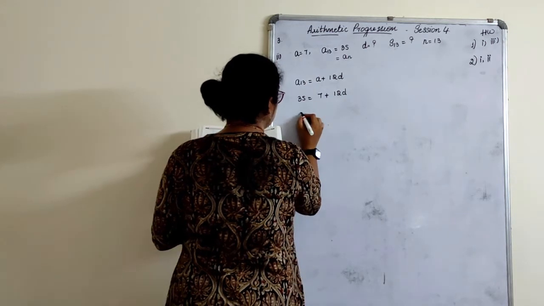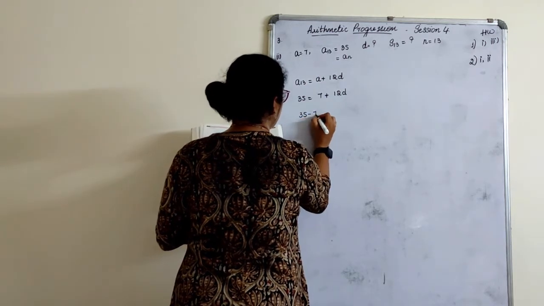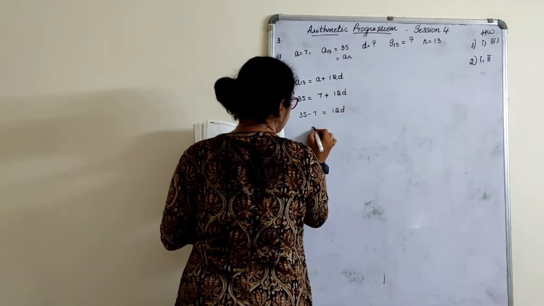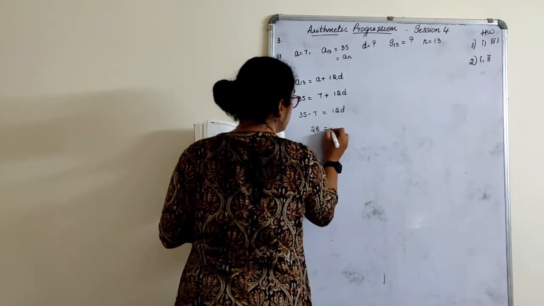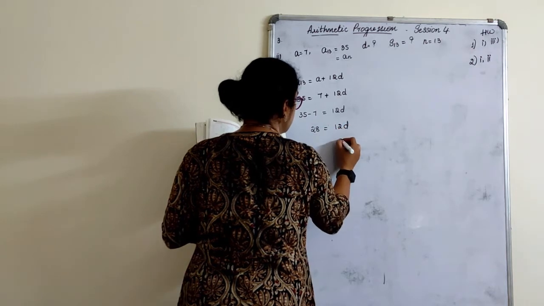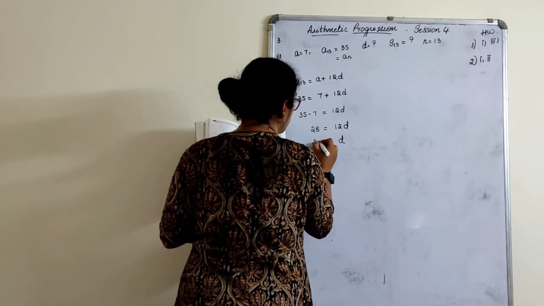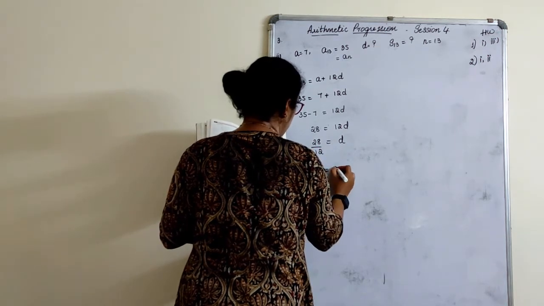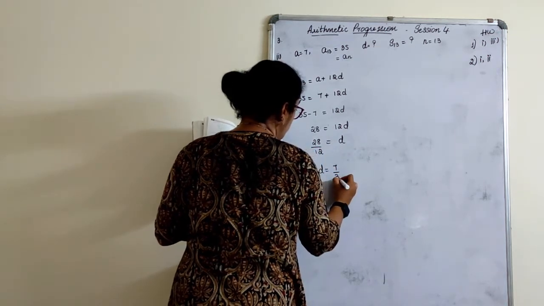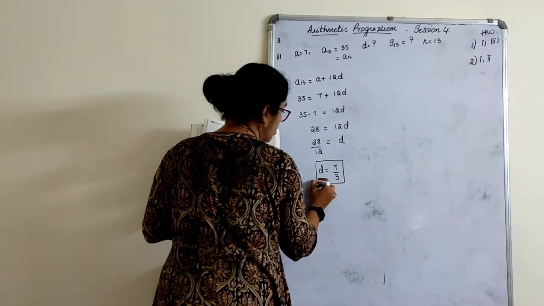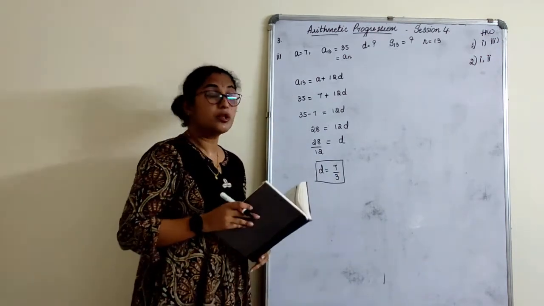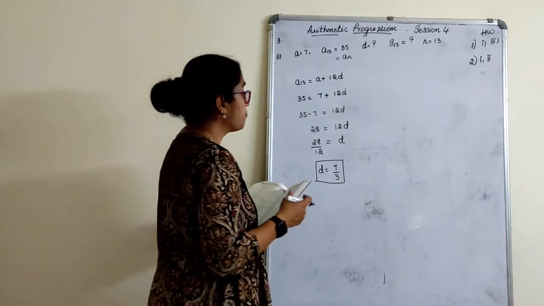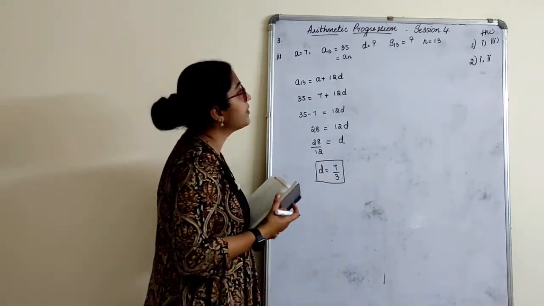35, I'll take this here. 35 minus 7 is equal to 12D. 35 minus 7 is 28 is equal to 12D. D is equal to 28 upon 12, and D is equal to 7 by 3. Yeah, D can also be a fraction. So here you get all the possibilities of D: fraction, bigger numbers, etc. Now we have D. Now what do we have to do next?